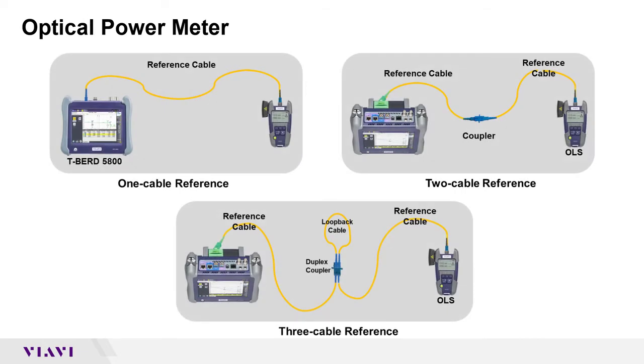Before doing so, the power meter has to be referenced to an optical light source. The power meter and light source should be connected side by side by one of the pictured methods. Two cable references are commonly used for telecom applications. One cable references are commonly used in enterprise applications for increased accuracy on short spans. Three cable references are commonly used for fiber to the antenna applications and for enterprise applications when there are dissimilar connector types on the power meter, light source, or fiber under test.